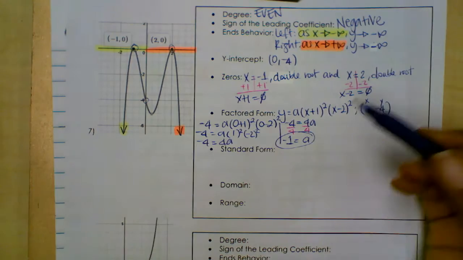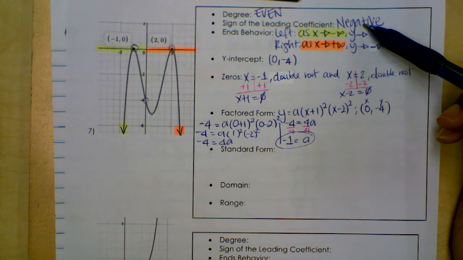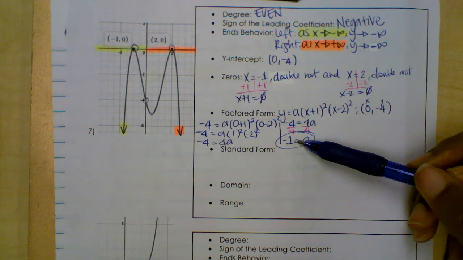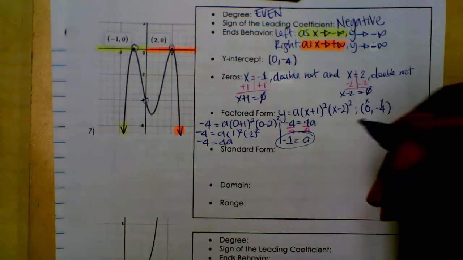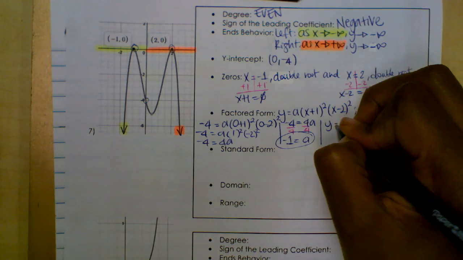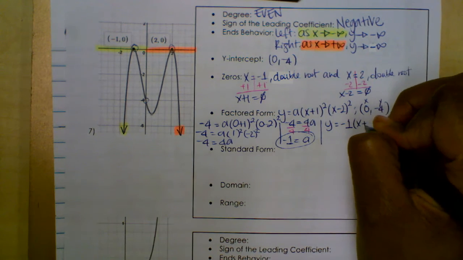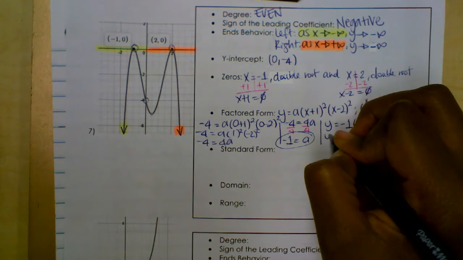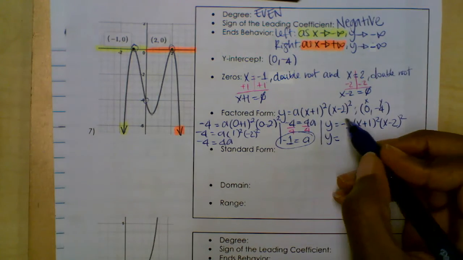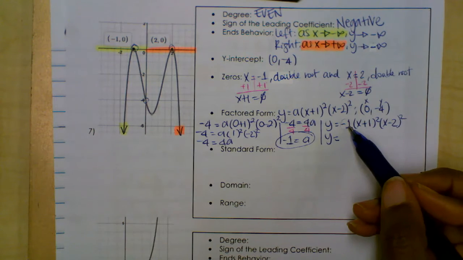It makes sense because remember, we know that the sign is negative, so the leading coefficient must be negative, and you found that to be -1. So the factored form is going to be y equals -1 times x plus 1 squared times x minus 2 squared. So you end up having y equals -1, I'm just going to divide by the 1.